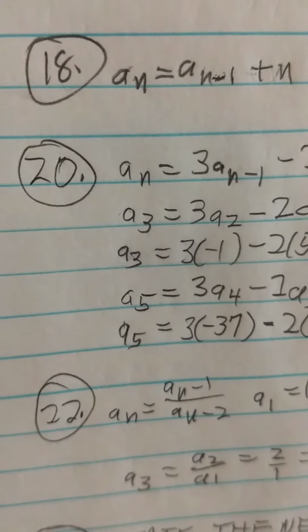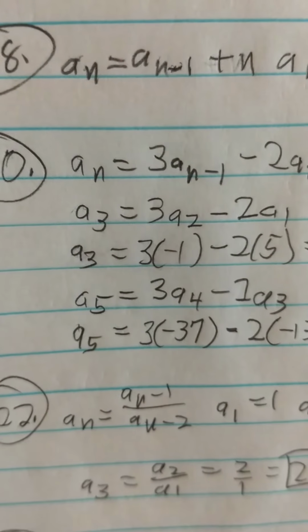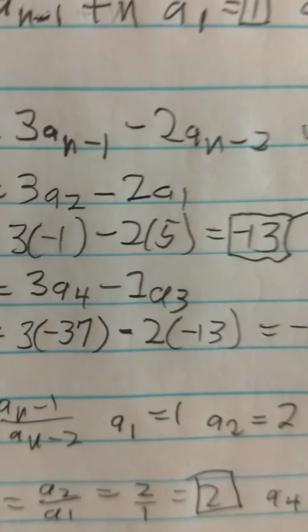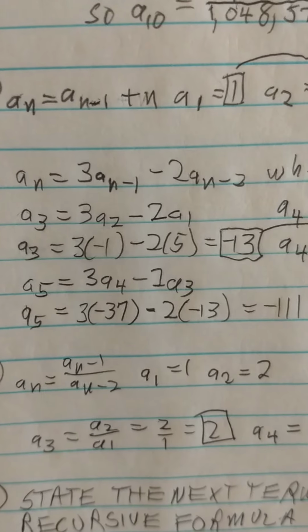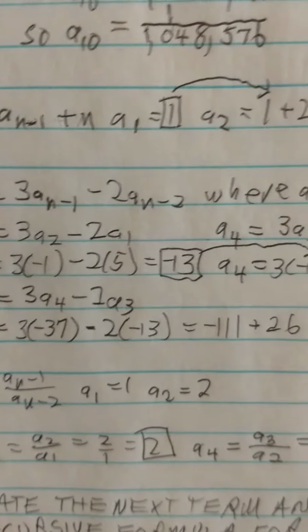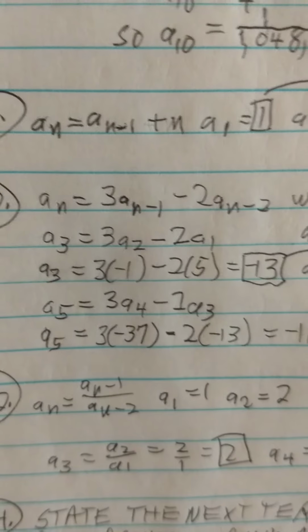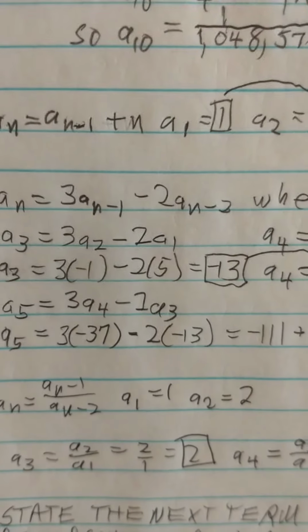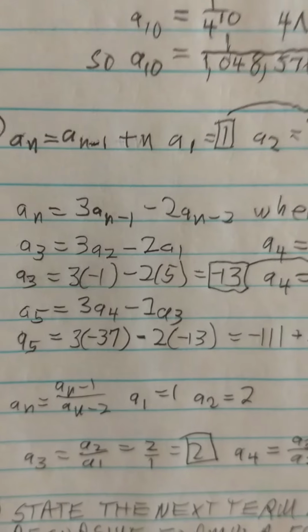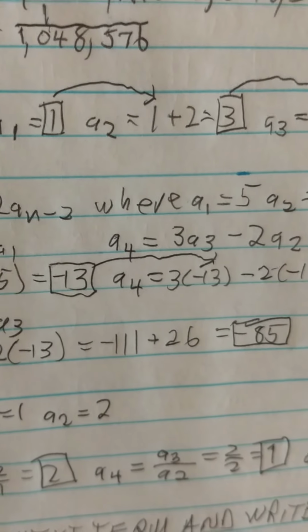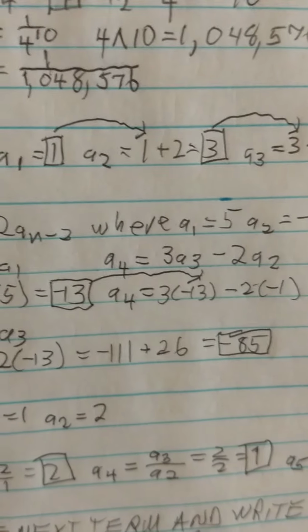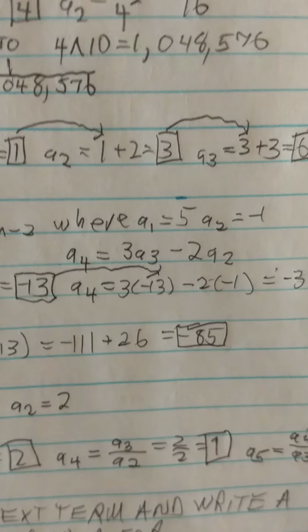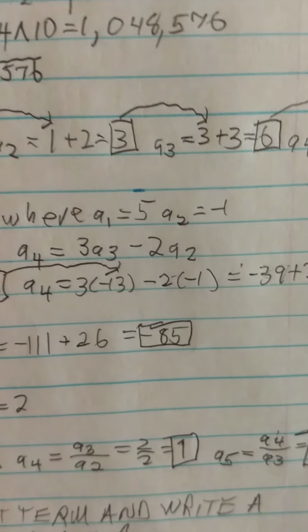Now 20 is a little bit harder, because we're going to say a sub n is 3 times the last term minus 2 times the next to the last term, where a1 is 5 and a2 is negative 1. So plugging in, a3 is 3 times a2 minus 2 times a1, which is 3 times negative 1 minus 2 times 5, and that is negative 3 minus 10, or negative 13. Now a sub 4 is 3 times the last term, a3, minus 2 times a2. So a4 is 3 times negative 13, minus 2 times negative 1, which is a2. And that's negative 39 plus 2 is negative 37.